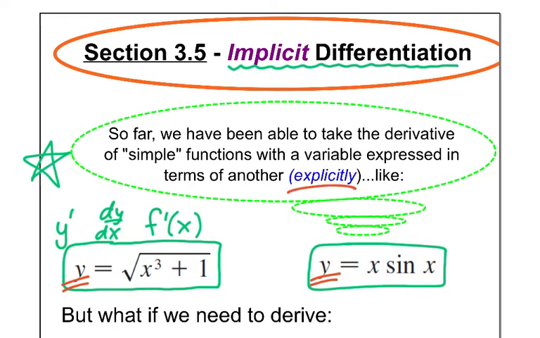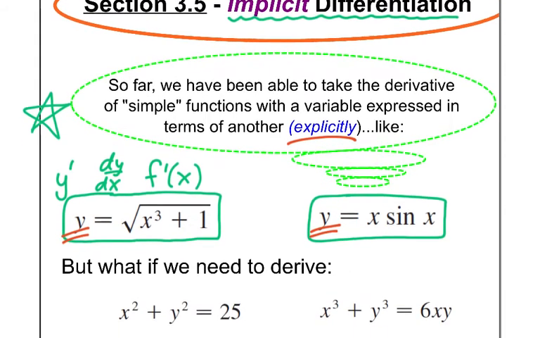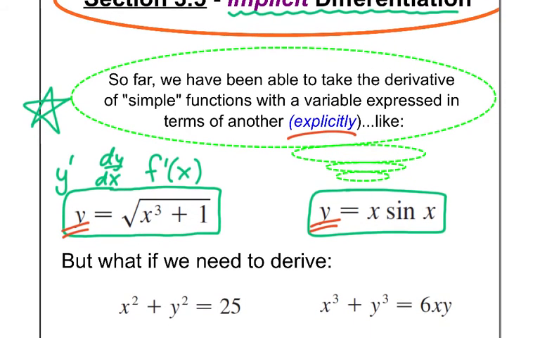But not all graphs in math look like that. What if we need to take the derivative of these two friends here on the bottom? Do you notice how these are different? Do you notice how the y is not isolated? How it is buried over here as well, and over here. It's buried inside the equation. These are not functions, but they're still really important for math and for calculus because we can apply them to real life and we need to find derivatives of them as well.